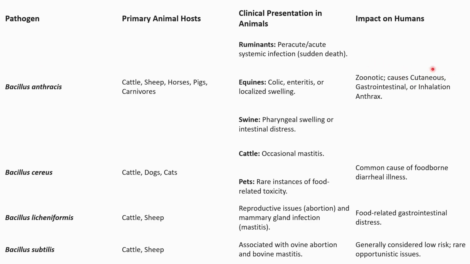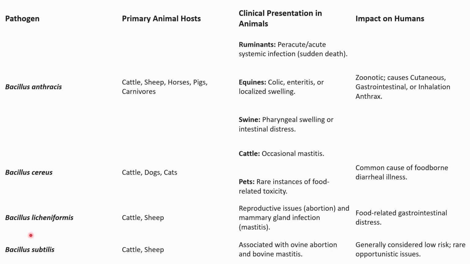And about the impact on humans, Bacillus anthracis is a zoonotic infection. It can cause 3 forms of infection in humans: cutaneous, gastrointestinal, or respiratory, also called inhalational anthrax. The second species is Bacillus cereus. It will affect cattle, dogs and cats. In cattle, it will cause occasional mastitis, and in pets like dogs and cats, it causes rare instances of food-related toxicity. And in humans, it is a common cause of foodborne diarrheal illness.